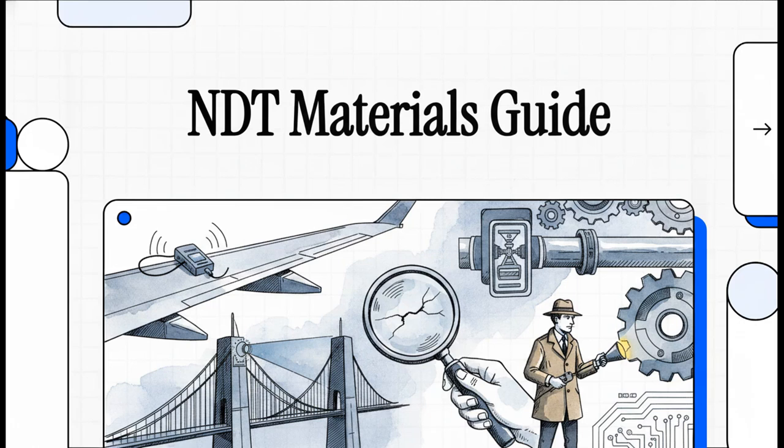Welcome to this explainer. Today, we're essentially turning into industrial detectives. We're going to investigate a totally hidden world, looking at exactly how everyday materials, everything from the airplanes we fly in to the bridges we drive across, are evaluated and kept safe for public use. And the crazy part? They do this without ever having to break them apart.